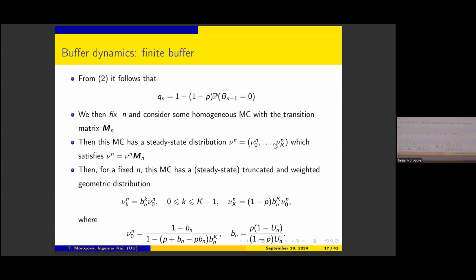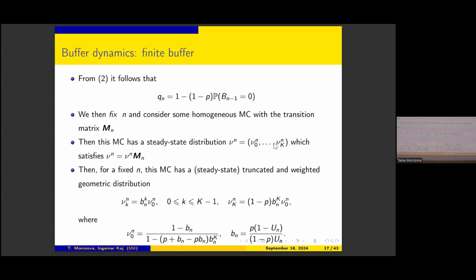So what we do next was quite an interesting idea proposed by Ingemar, my supervisor. We fix slot n, and then we consider some homogeneous Markov chain which has the same transition matrix Mn, but it is homogeneous. So we fix n, for fixed n, it's homogeneous. For all the time steps, it has the same transition matrix.